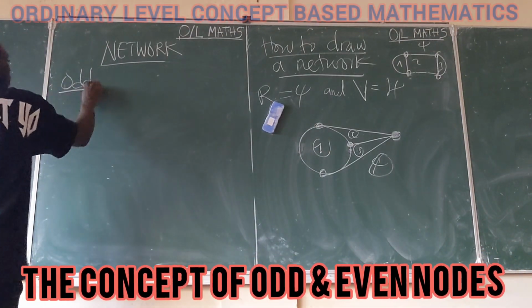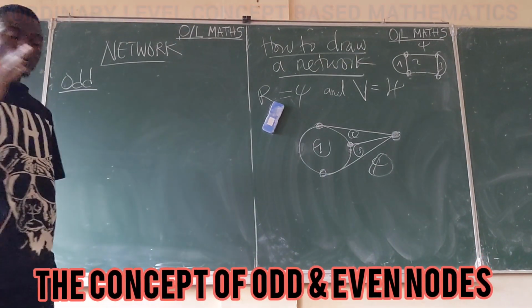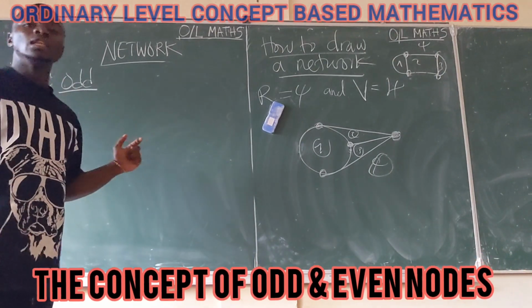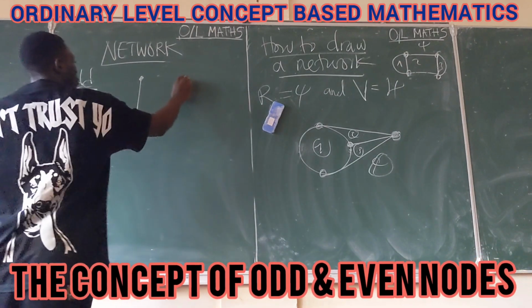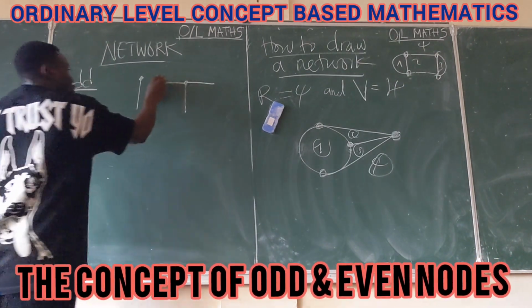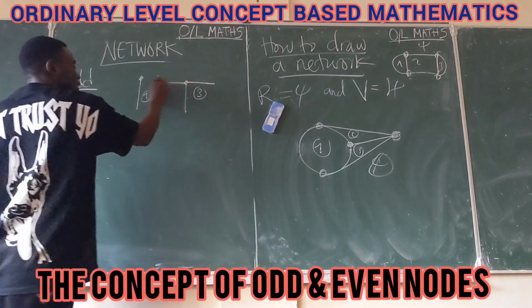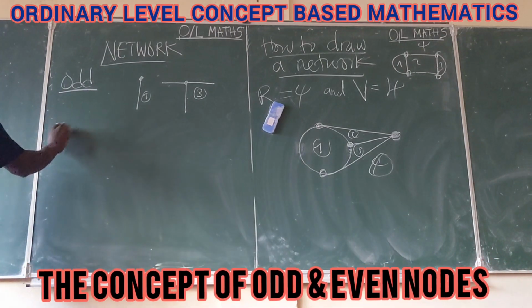Odd and even nodes. So I want to begin with odd nodes. An odd node is simply a node that has an odd number of lines linked to it. For example, this is an odd node. This will also be an odd node because we have an odd number of lines. This is 1, 2, 3. You see that 3 lines are linked to it. Since we have an odd number of lines linked to it, it makes it an odd node.